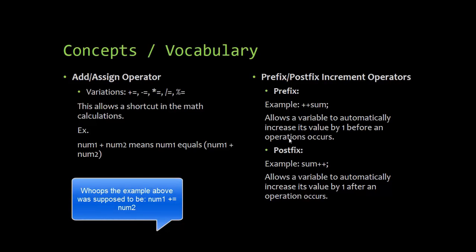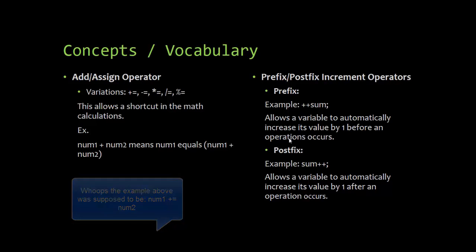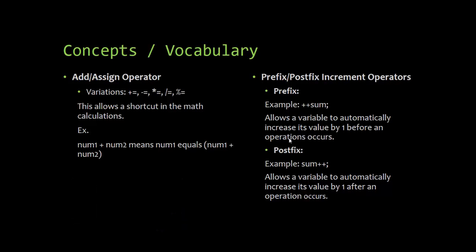Now there's another form of increment and decrement operator, which adds or subtracts the value by 1, and it can be a prefix or a postfix. Let me explain the difference. A prefix increment operator will look like this in the code, ++sum. It allows a variable to automatically increase its value by 1 before an operation occurs.